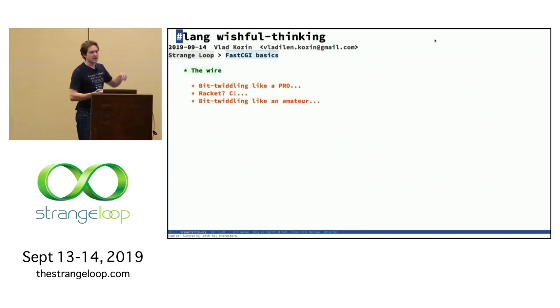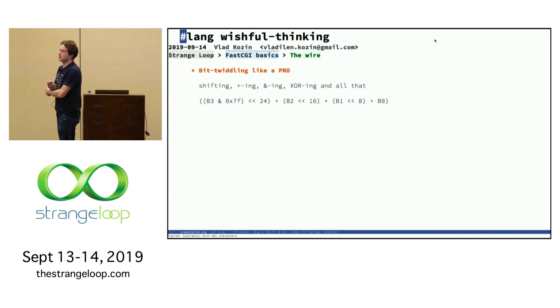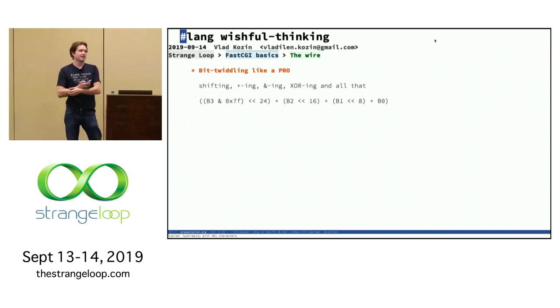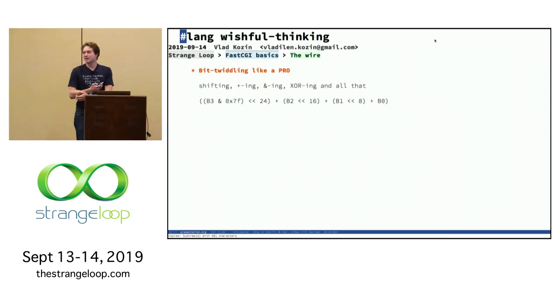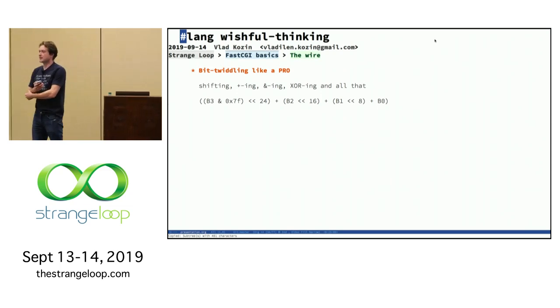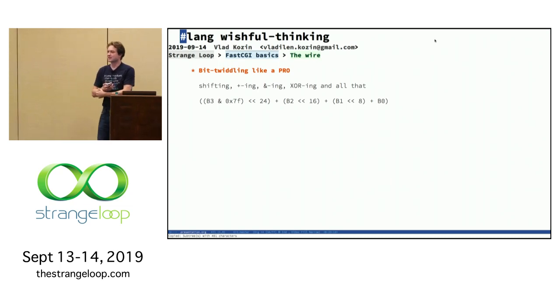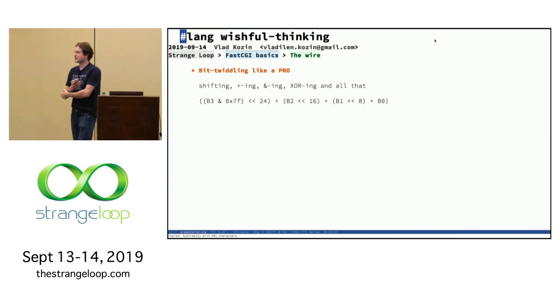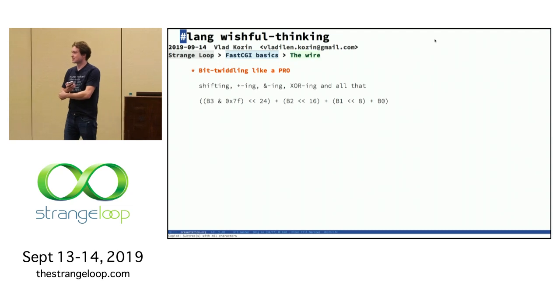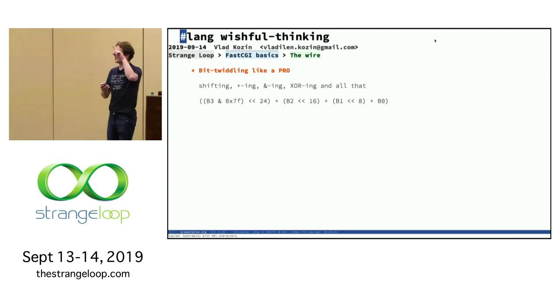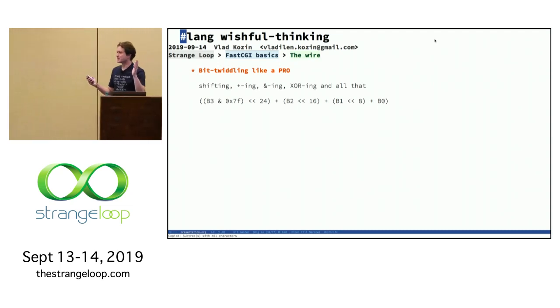How do you normally approach that sort of thing? What do we normally do? Something like that, right? You go bitwise arithmetic, shifting, adding, ORing, masking, that fun stuff, cryptic values with 0x before them. Like, what the hell are those?